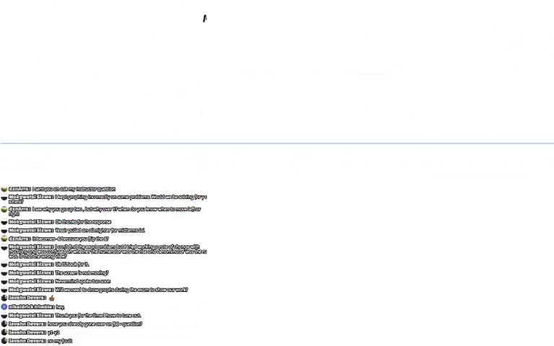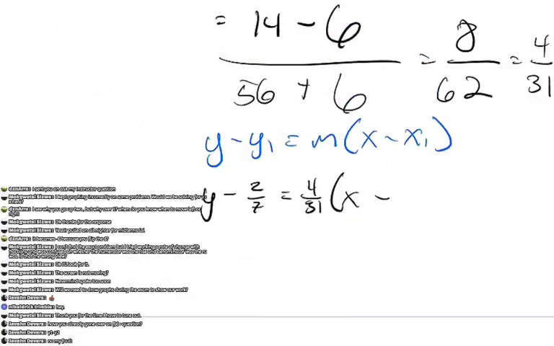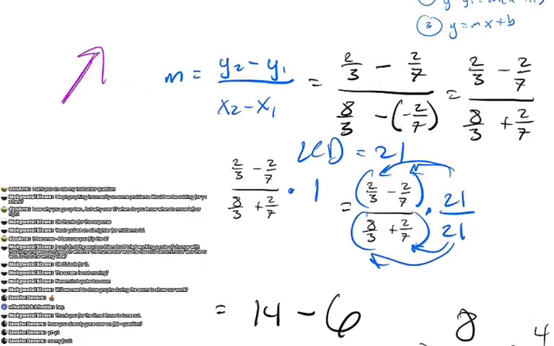So y minus y1 is 2 by 7. The slope is 4 by 31. X minus, and x1 was negative 2 by 7. Okay. All right, we got several fractions. We should be able to do, I still feel like I made a mistake. I'm not liking the way that 31 is looking. Let me go back and look at my numbers real quick.